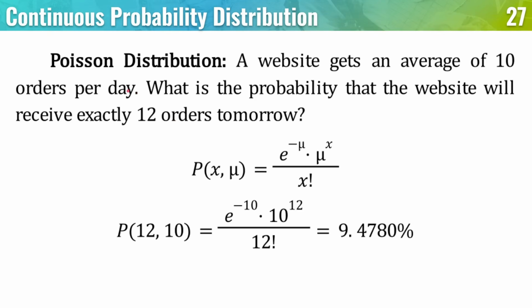So the formula for the Poisson distribution is this: e raised to the power of negative mu times mu raised to the power of x all over x factorial. We have e raised to negative 10 times 10 raised to 12 all over 12 factorial, which gives us 9.4780%. So for example, if this is the mean, that is 10, it will have a higher probability if you get exactly 10. If you have 11, it might go down. 12, it might go down a little bit more.